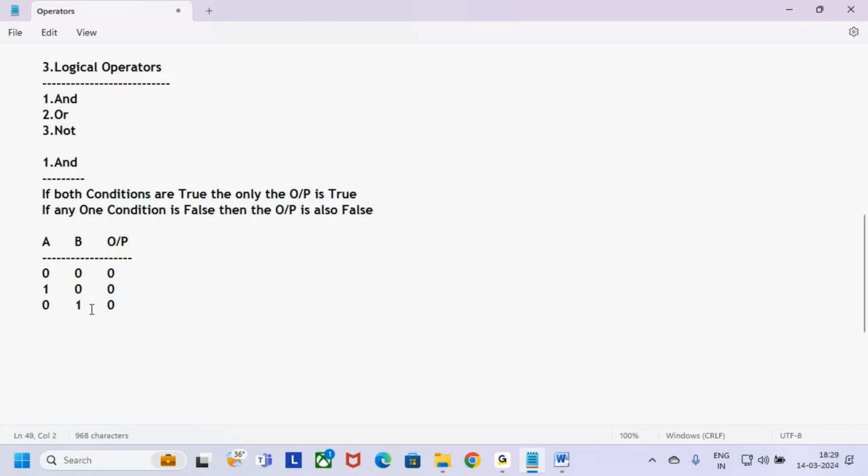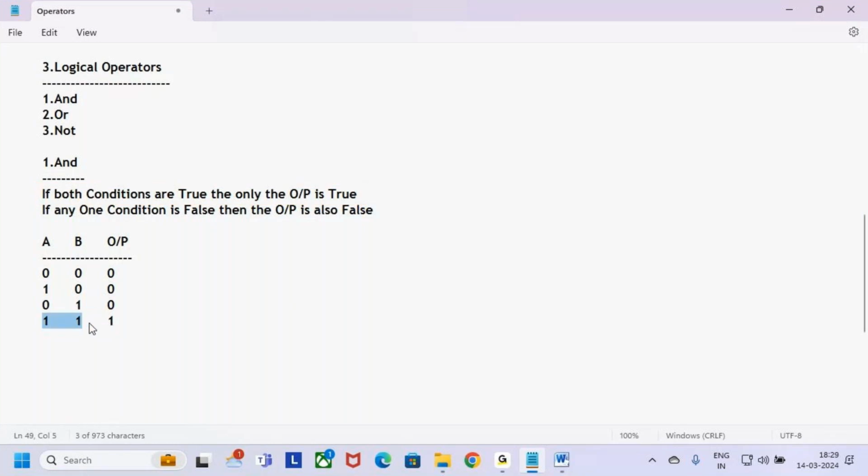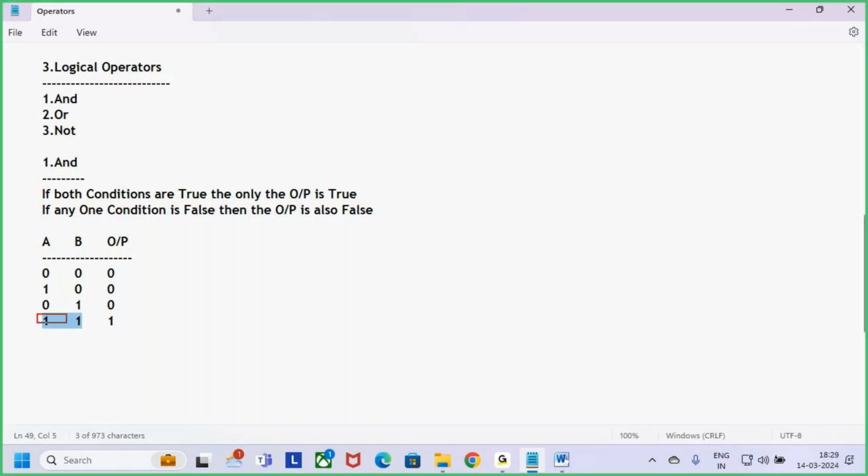And next, finally, the first condition is true, second condition is also true. Now both the conditions are true, so in this case the output is also true. I said that when the output is true in the AND operator is, if both the conditions you are defining are true, then only the output is true. If both the conditions are true, then the output is also true.